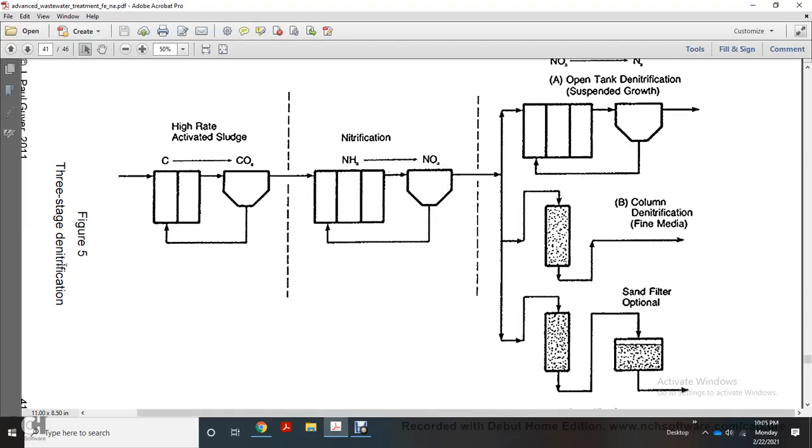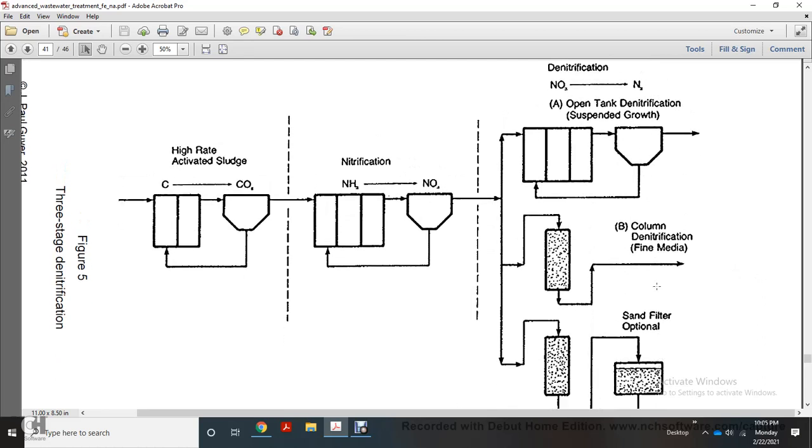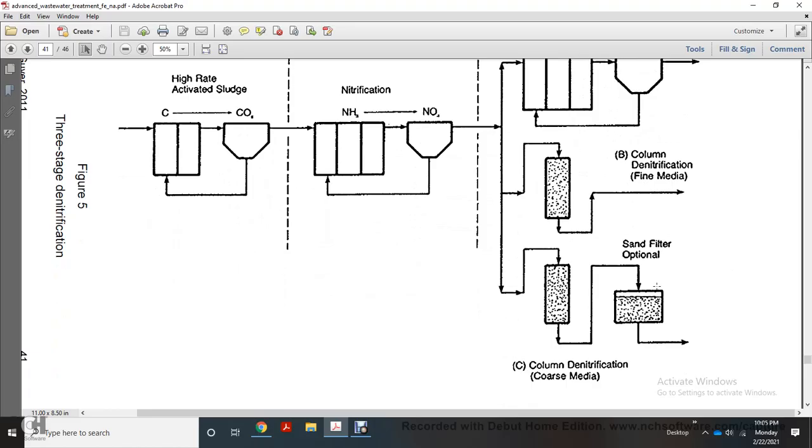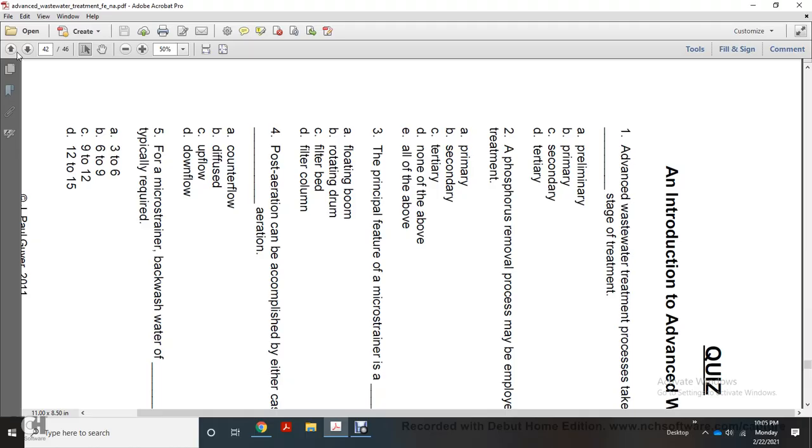So you have your three-stage denitrification: high-rate activated sludge with carbon and O2, nitrification of NH3 to nitrate, denitrification of nitrate to nitrogen gas, open tank denitrification suspended growth, column denitrification with fine media, sand filter optional, column denitrification with coarse media.